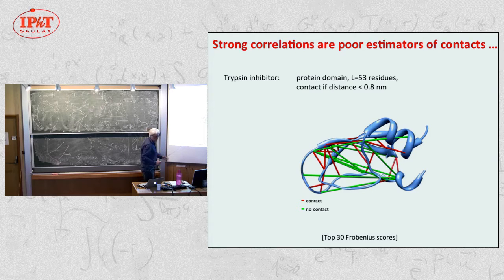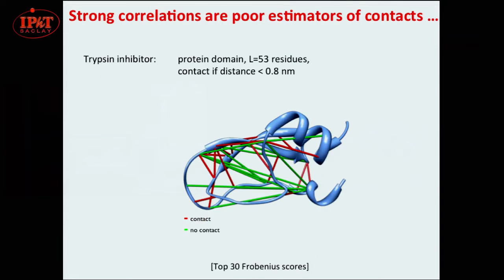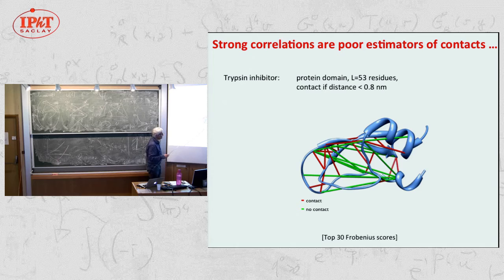What you see here are the top 30 Frobenius scores. So you take the top scores, and you build a link between the corresponding sites on the 3D fold. The structure is known. And you put a red color if the distance between the corresponding amino acids, with some criterion about the carbon atoms and so on, is smaller than some number of angstrom, which is about 8 angstrom, I think, here. So it's not a very strong constraint. And you put green if they are far away from each other.